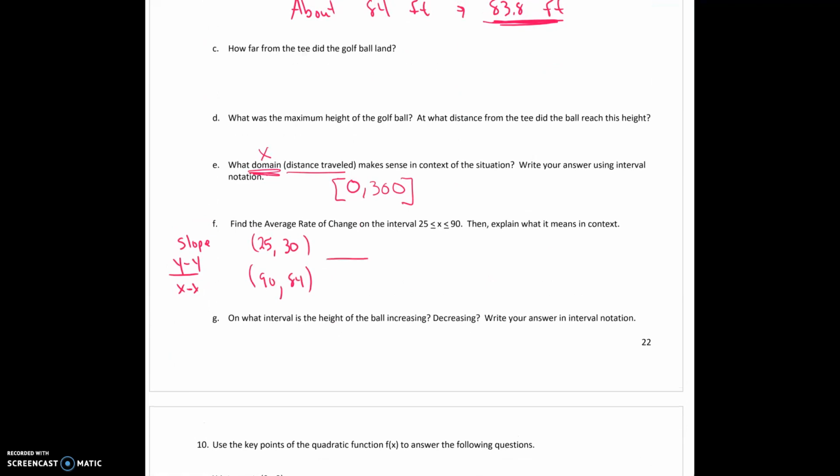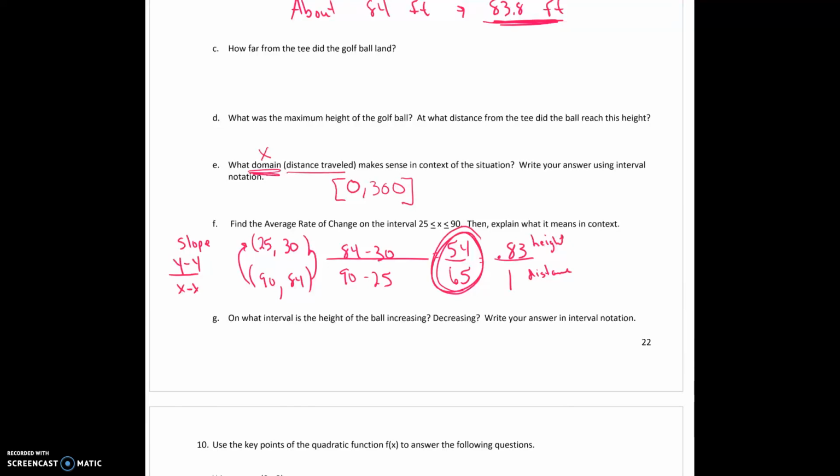So I'm going to subtract my y's. I'm going to choose to do 84 minus 30, and that gives me 54. That means I'll have to subtract my x's the same way, 90, take away 25, so that's 65. But average rate of change is when the denominator is 1, so I'm going to divide this on my calculator, and just rounding it to the nearest hundredths, I get 0.83. But what does this mean in context? Well, this is the height of the ball in feet, and this is the distance it's traveled in feet.